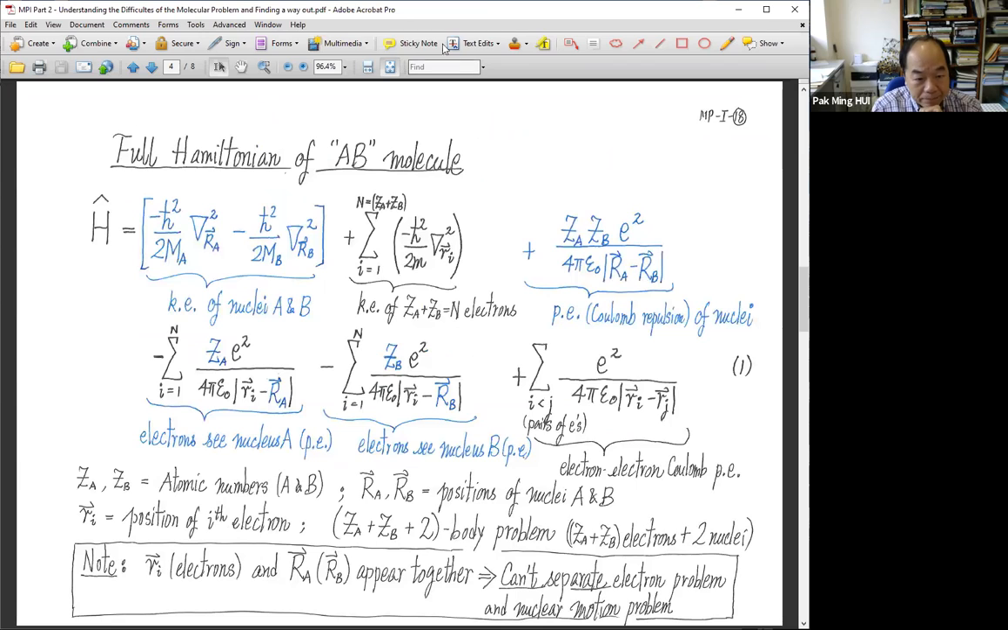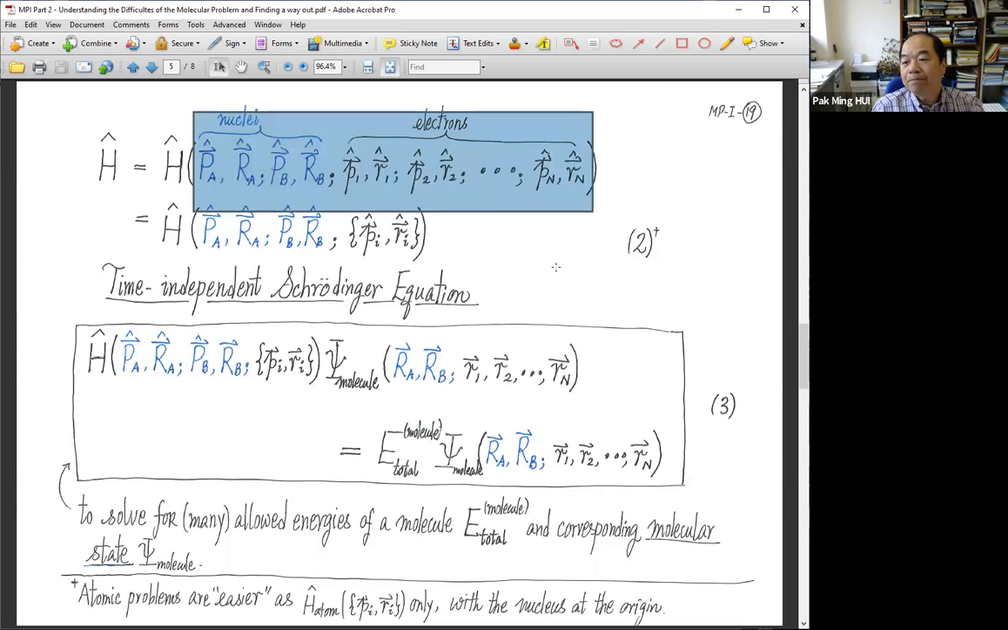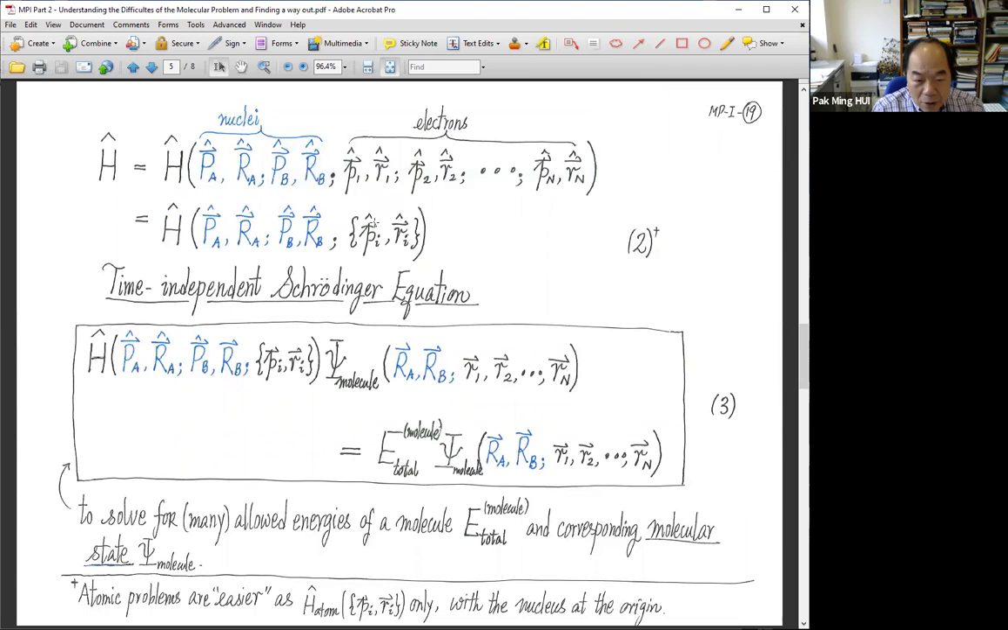Okay, now you have capital P, the nuclei, the small p, the electron, capital R, the position of the nuclei, and the small r, the position of the electrons. Now the key point is this bracket function, it has all this thing inside. Shorthand notation, I will use this for all the electrons. There are so many of them, I don't want to write that.